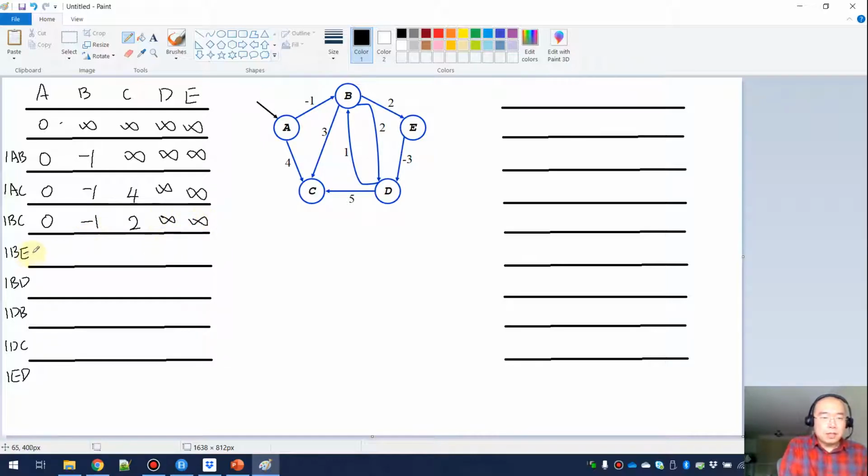And then the BE. From B to E, we know B is -1 and B to E is 2, so we can get to E with a cost of 1. So we update that.